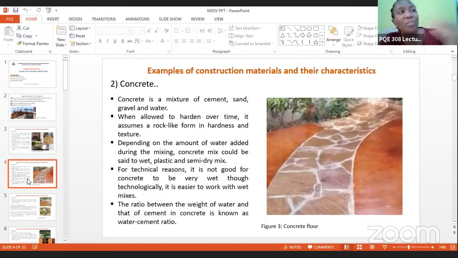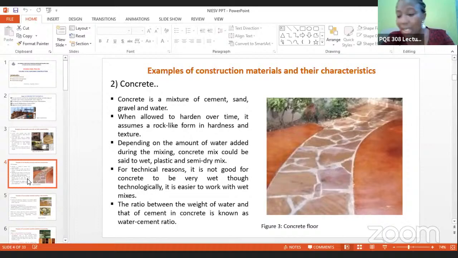And when you have more water in your concrete, aside from the fact that your strength is going to be reduced, there will be an increase in the number of pores. You are going to see so many pores, we can call them honeycombs too, on the surface of your concrete. Now, the last point there says the ratio between the weight of water and that of cement in concrete is known as the water-cement ratio. Yes, there's something we call the water-to-cement ratio.